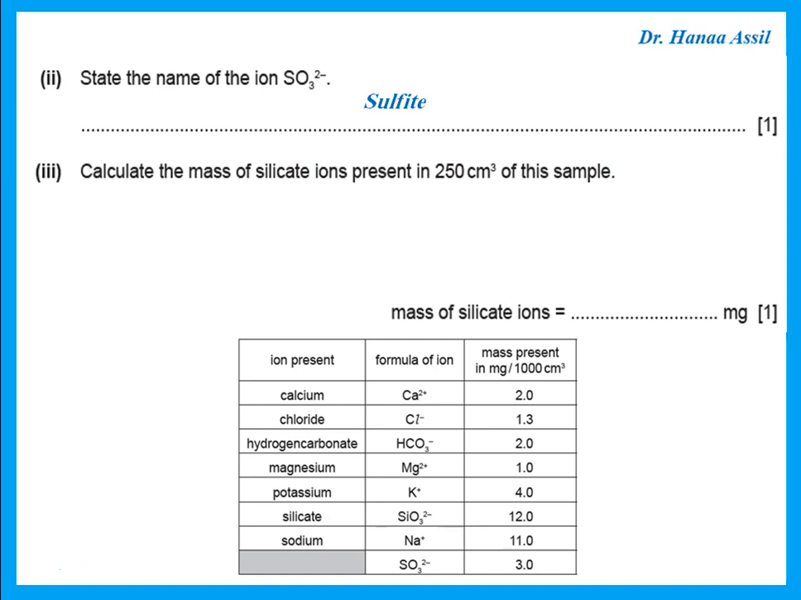Calculate the mass of silicate ions present in 250 centimeter cubed. Well, the table shows you how much in 1,000 centimeter cubed. So where is the silicate? The silicate is 12 milligrams in 1,000. He wants how much in 250? So just straightforward cross multiplication would give you 3 milligrams.